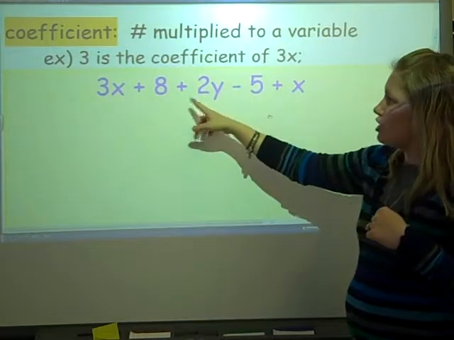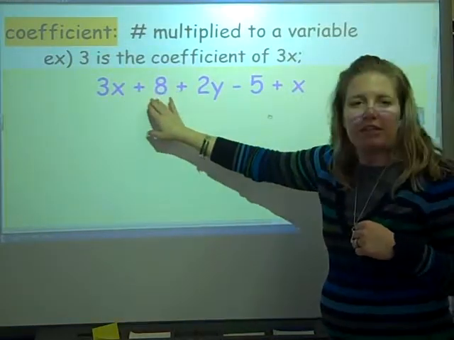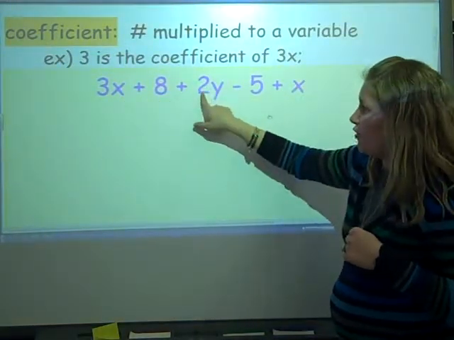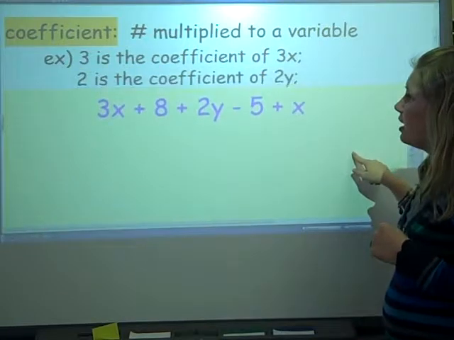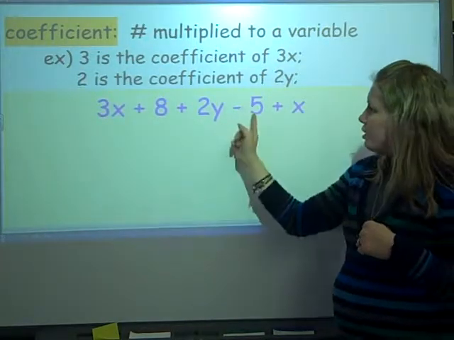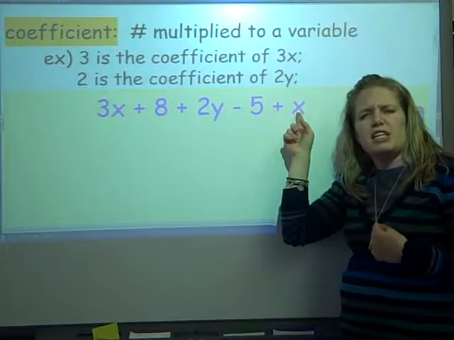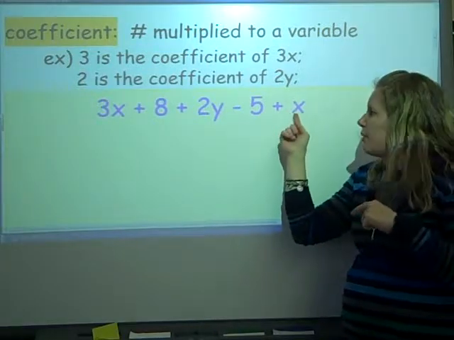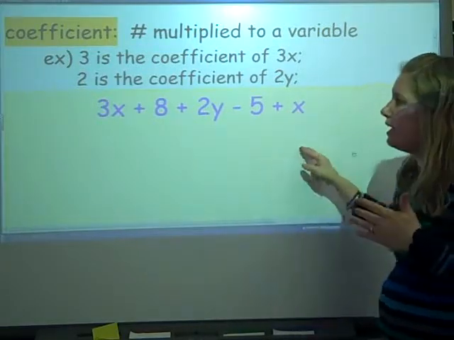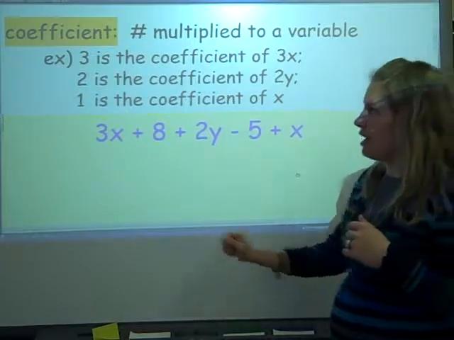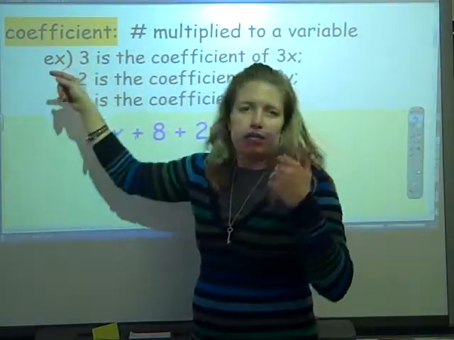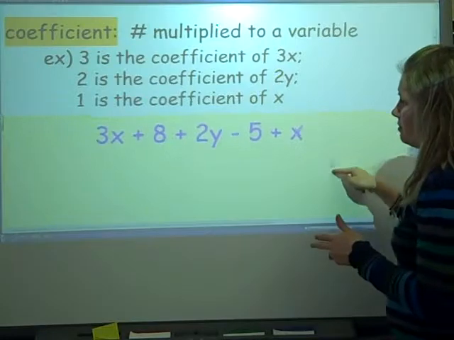Then another coefficient, you're going to look for a variable. There is no variable. Here's the variable. The coefficient would be 2. 2 is the coefficient of 2y. No variable. Here's a variable. Now you need to think, what would be the number that's being multiplied to that variable? We don't always write it, and that is 1. 1 is the coefficient of x. So you would just need to write 3, 2, and 1 in this case.